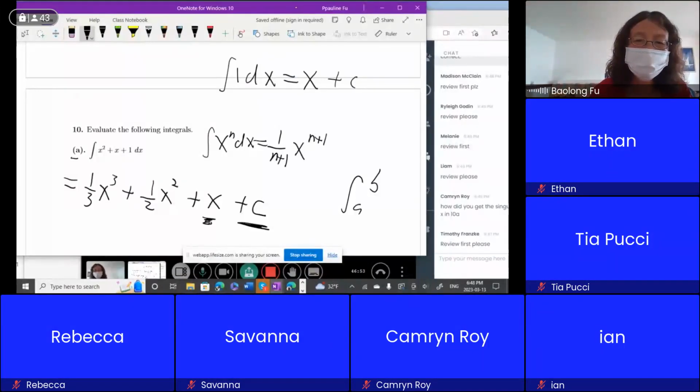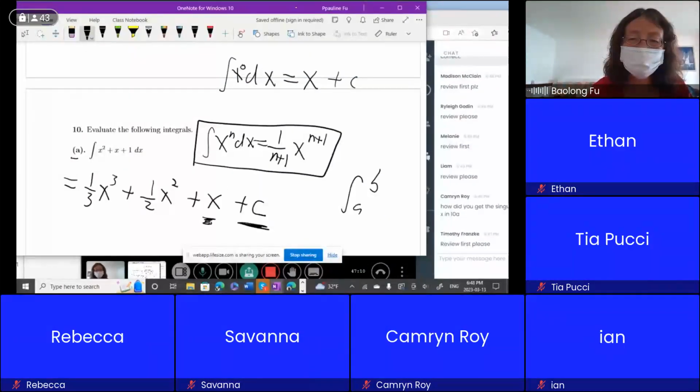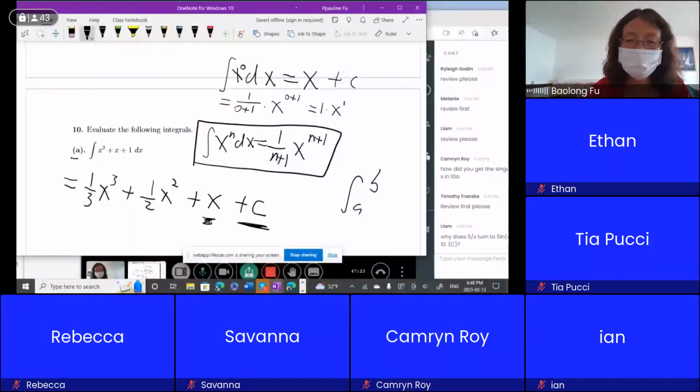Why? Do you agree that 1 is the same as x raised to power 0? Anything raised to power 0 is 1, right? Then use this formula with n equal to 0: 1 over 0 plus 1 times x raised to power 0 plus 1 equals 1 times x to the power 1 plus C, which equals x plus C.